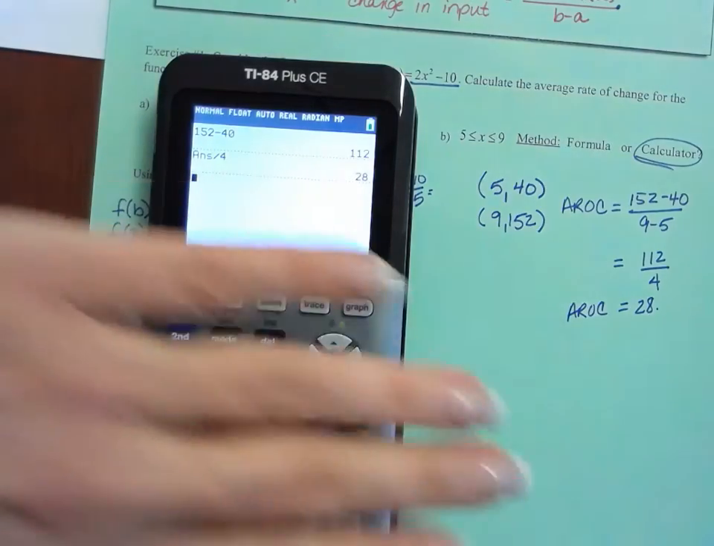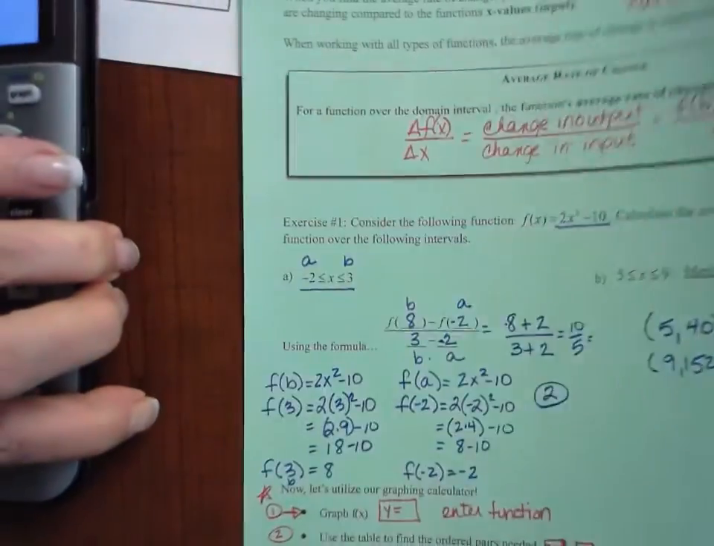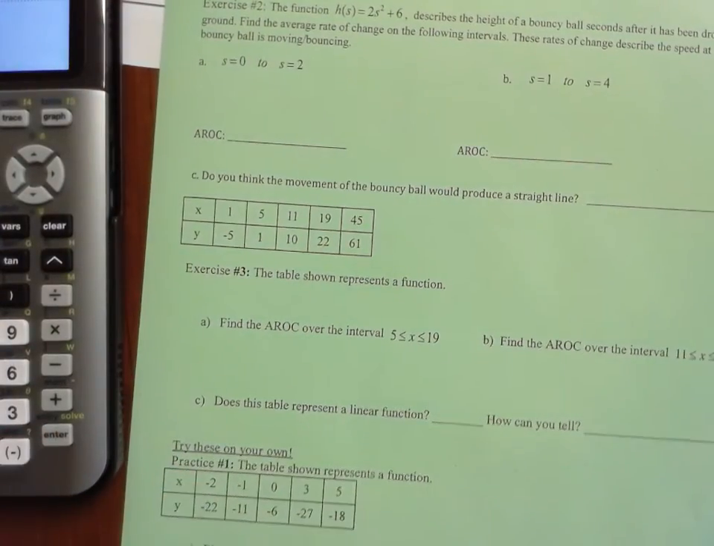Okay, what do you think? Okay so far? All right, let's try another one.